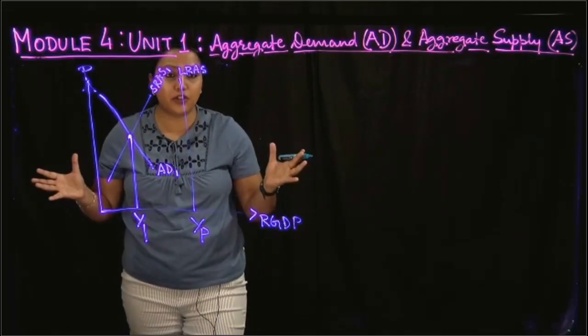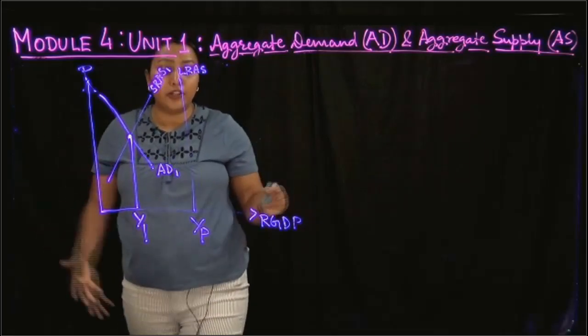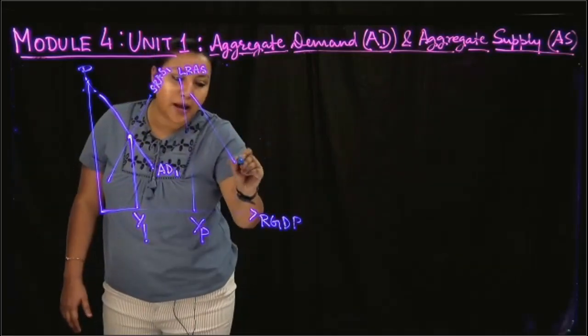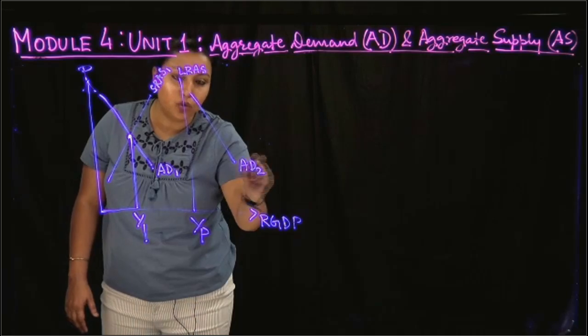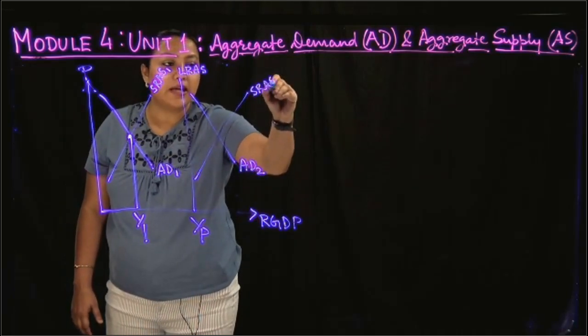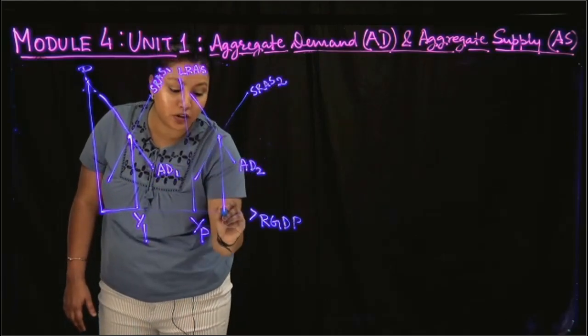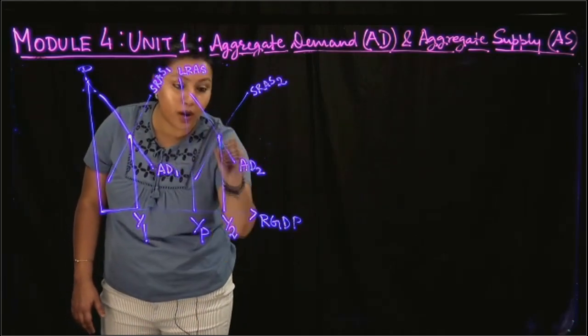You could have a situation like that, or you could theoretically have a situation where your aggregate demand is something like AD2 and your actual short run aggregate supply is something like SRAS2, and you have an actual real GDP in the economy which looks like Y2.